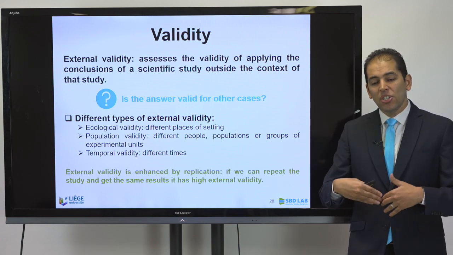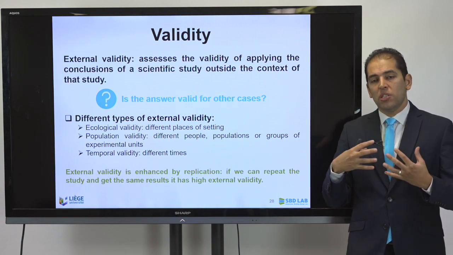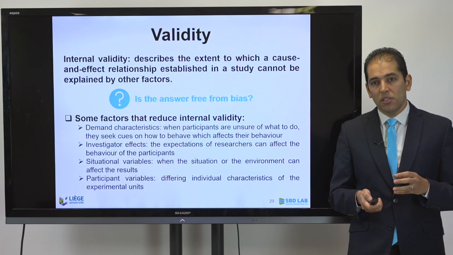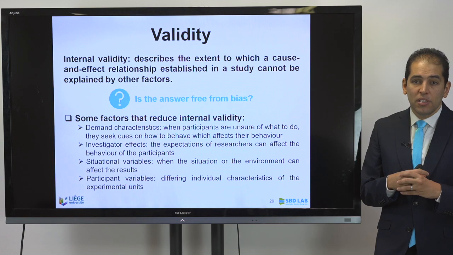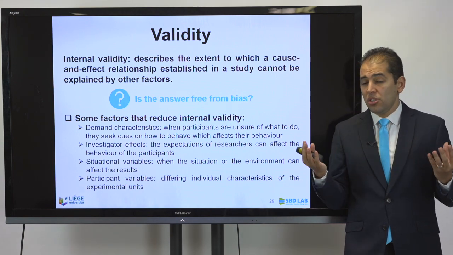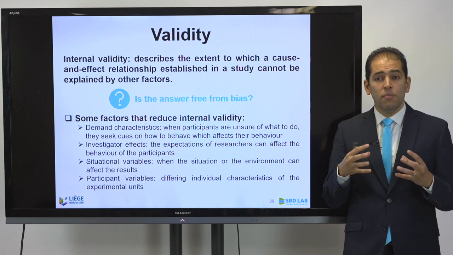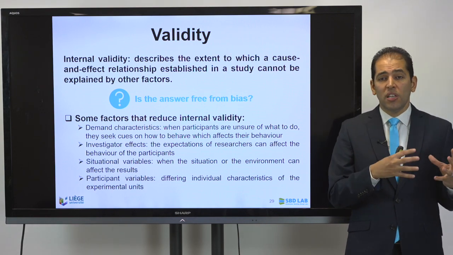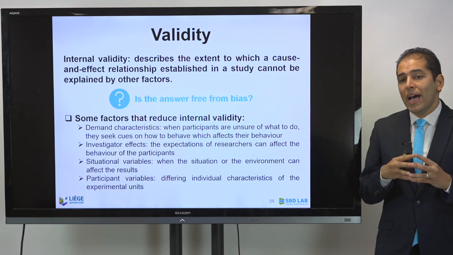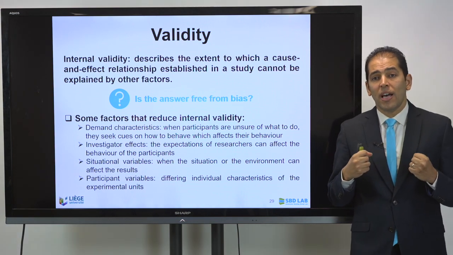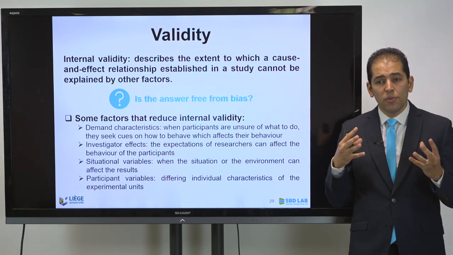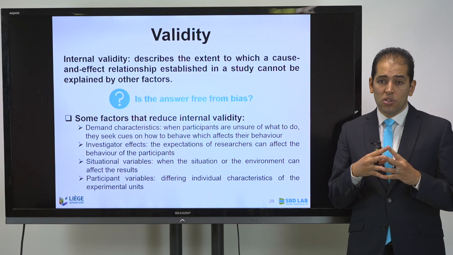And this replication and having the same consistent results will increase the external validity. When it comes to internal validity, it is the ability to describe the extent to which a cause and effect relation is established in the study, and there is no other extraneous factor influencing the outcomes. This means that I need to make sure that I am free of bias. So how can we improve the internal validity of our research?